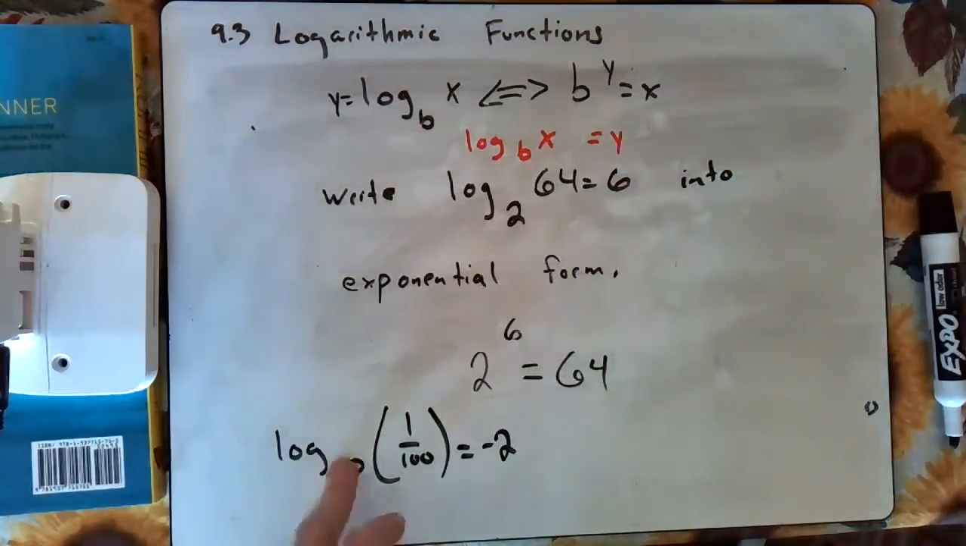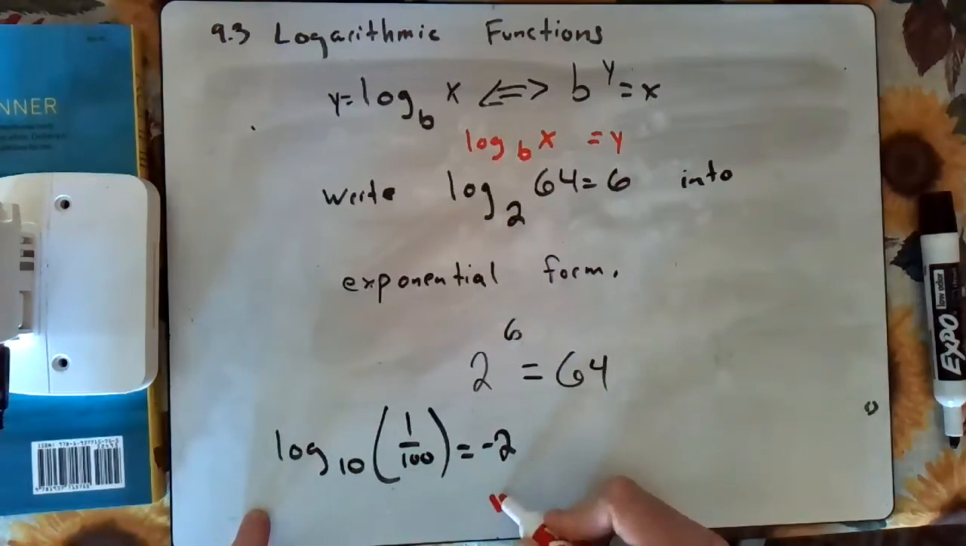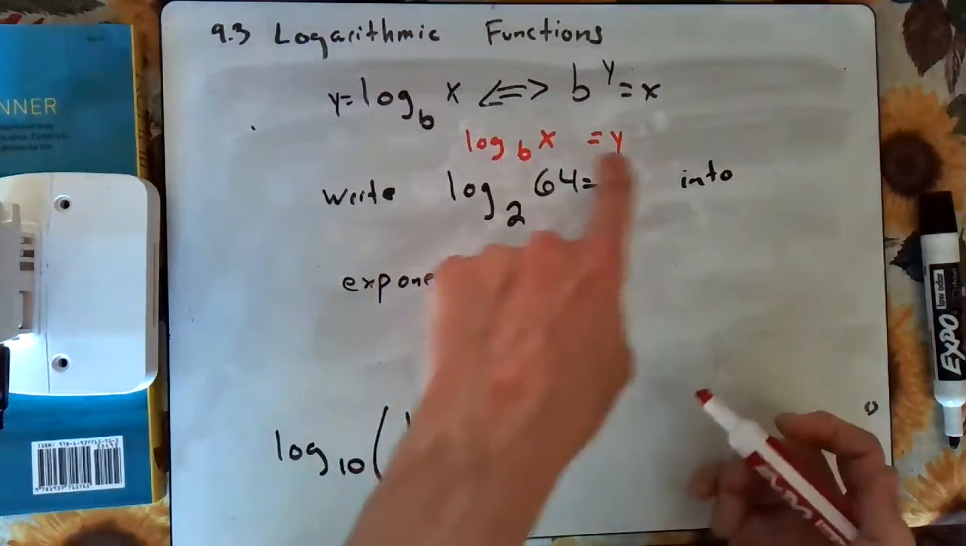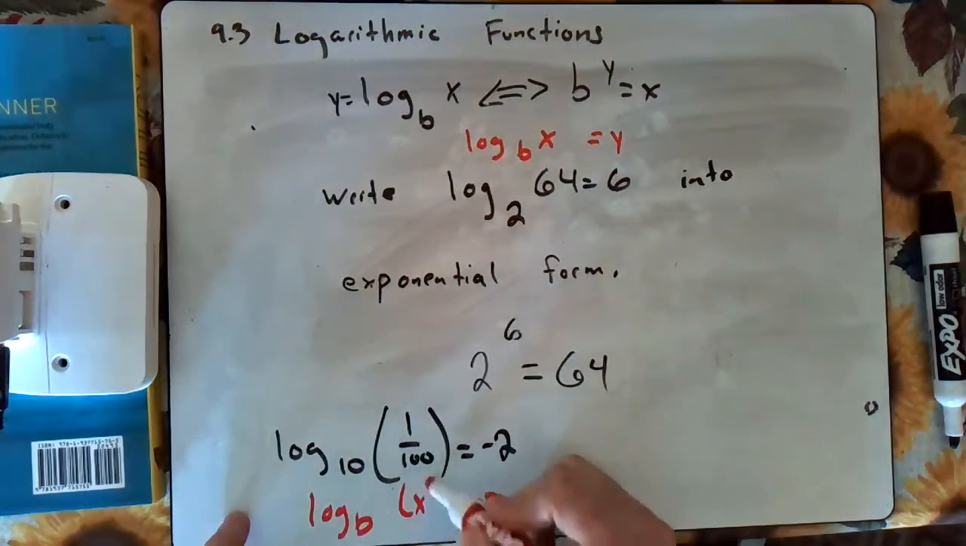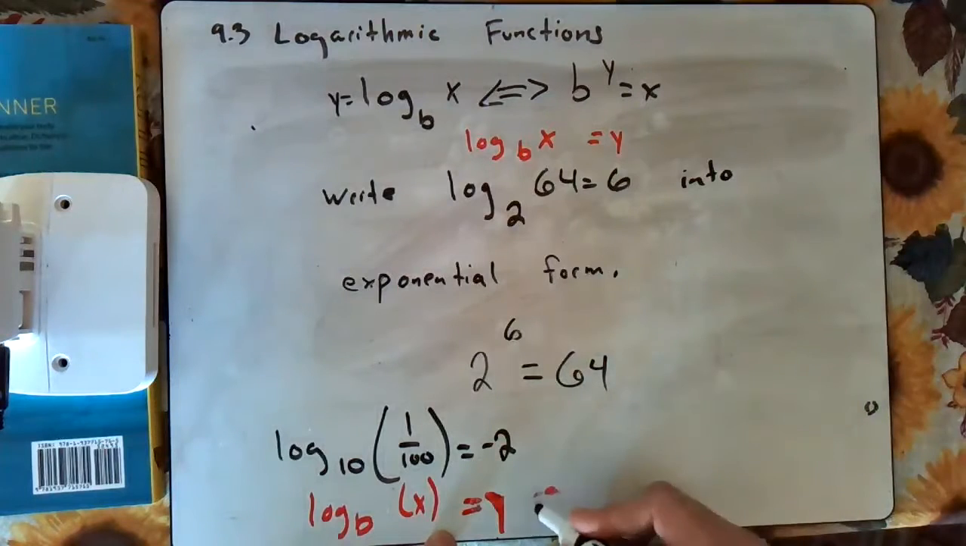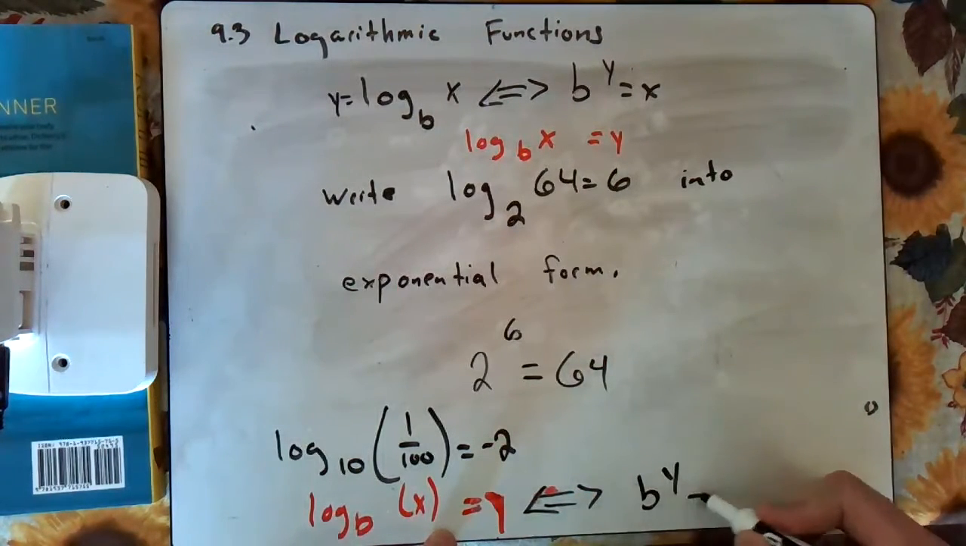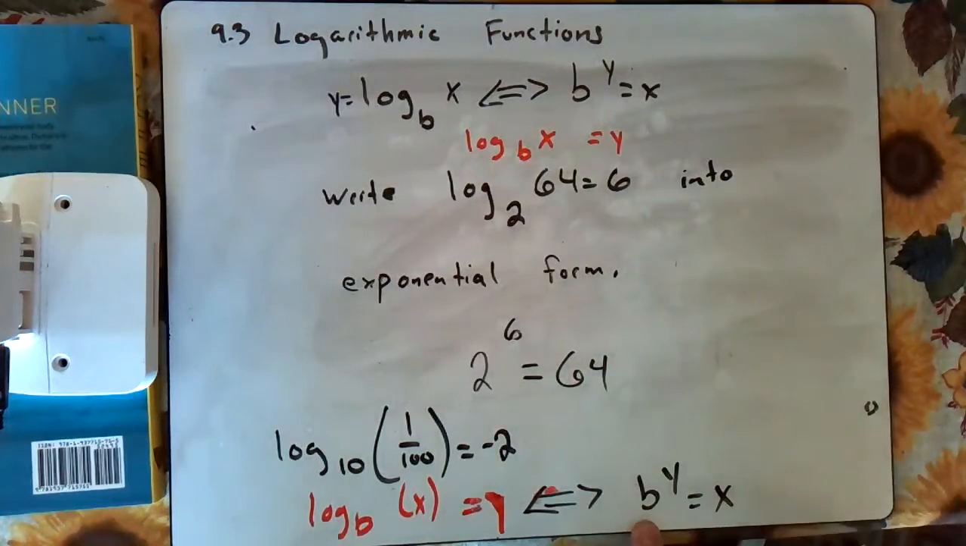And again, we want to write this into exponential form. So to start, let's write the definition of a general log. It's y equals log base b of x, right? And we're trying to go to b to the y equals x. That's what we're trying to convert it into.